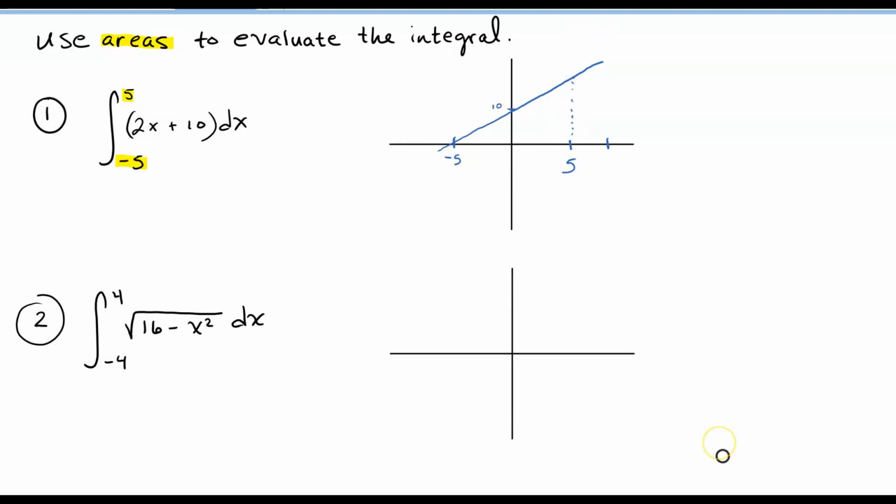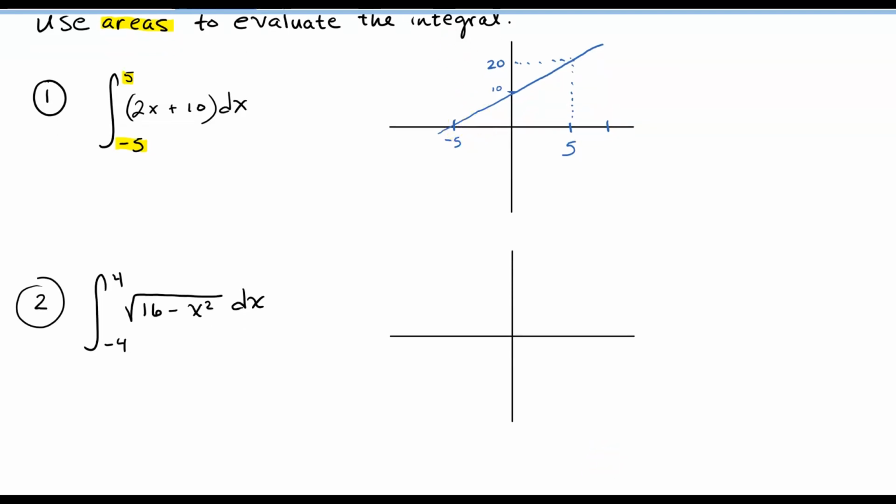Let's bring this up here. What we do need to know are the y values. The y value down here at the bottom is 0. And then the y value here, it's not drawn to scale, but the y value there is 20. So what you need to see here is that we've got this shape. It's a right triangle. So I'm going to take this integral problem and turn it into the area of a triangle.